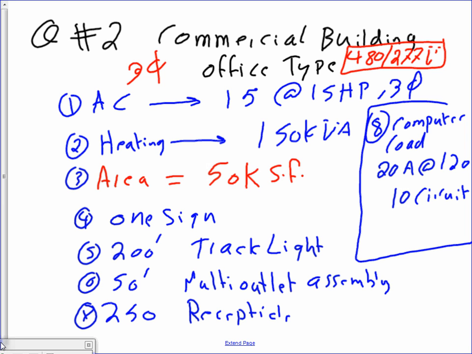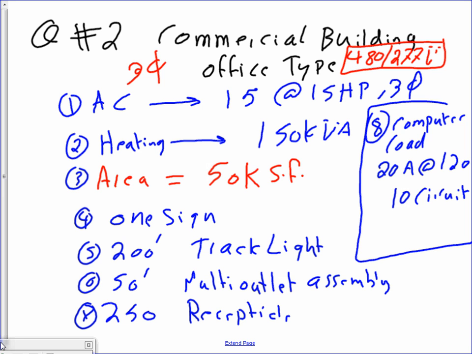It's 3-phase. This office has the following: an AC unit, 15 horsepower, 3-phase. It has an electric heat of 150 kVA. The area of this building is 50,000 square foot. It has one sign, 200 track lights, 50 multi-outlet assembly, and 250 receptacles because Karen decided she likes receptacles.